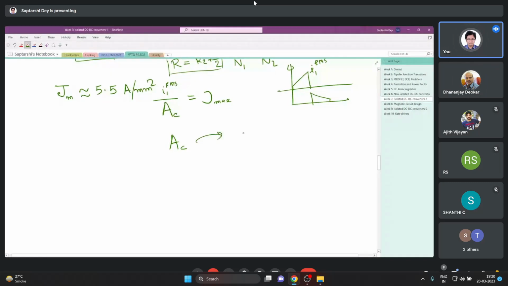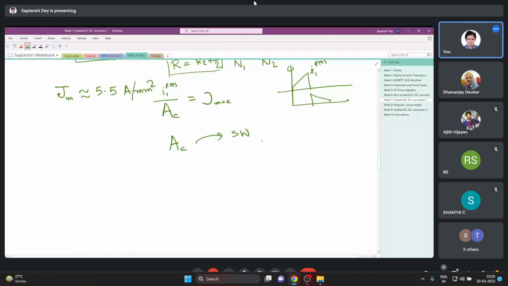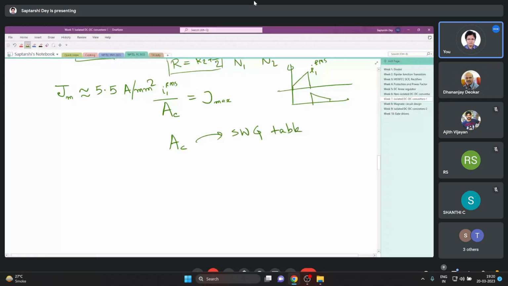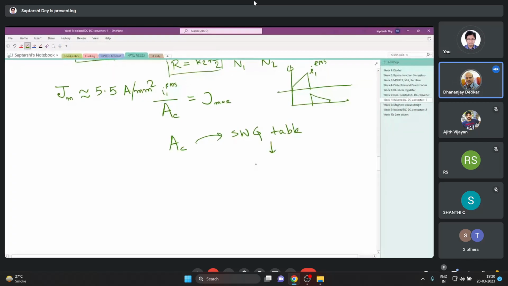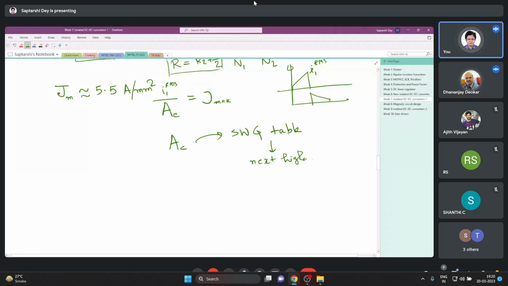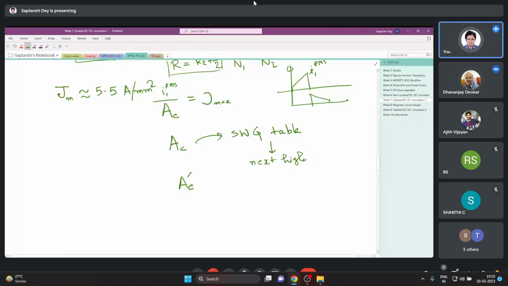Now the next step is to refer to the SWG table. If you need this area of conductor, there is no guarantee that you will get exactly this from the shop. So you have to go to the SWG table and take the next higher area of cross section. Higher the value of SWG means thinner the wire. Now you have a certain A_C prime, let us say. This is what you have got from the SWG table. So this is your total copper area.